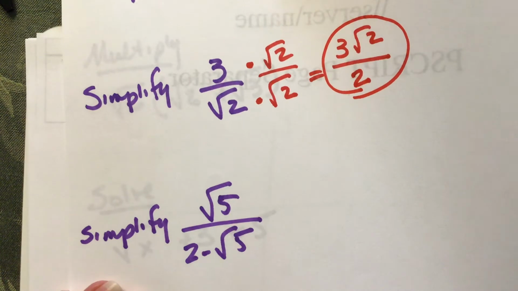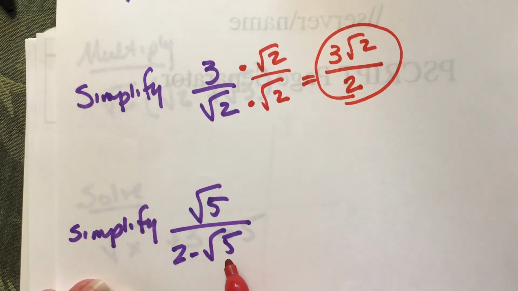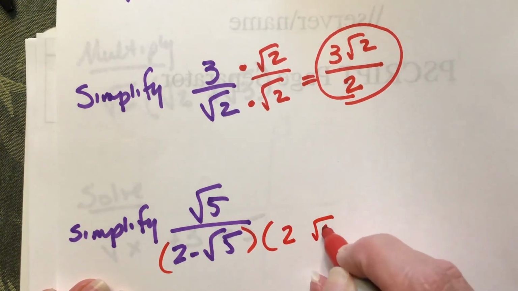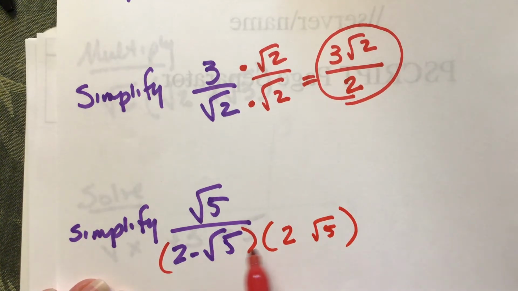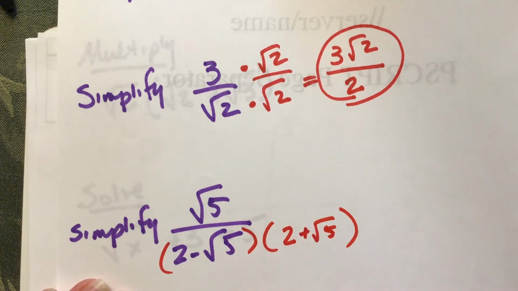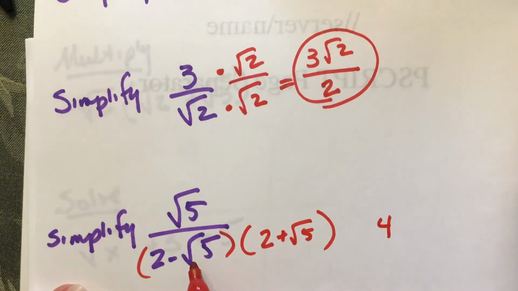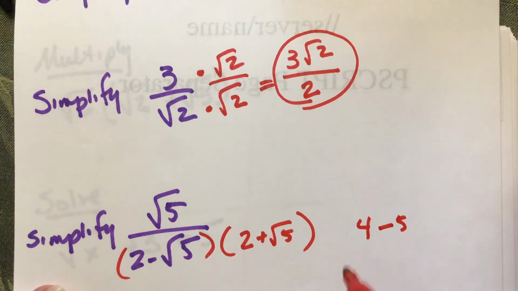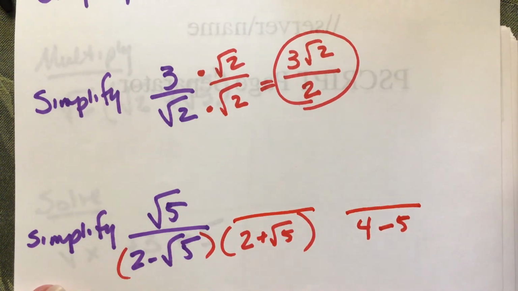Now in this case, I have 2 minus the radical 5. So now I have a binomial here, so I'm going to put parentheses around that, and I'm going to multiply by the conjugate, which means the same terms, it's just the different sign. And when I do that, what happens is my middle term drops out, and what I have is 2 times 2, which is 4, and square root of 5 times square root of 5 is negative 5 here because I'm subtracting. So now I have 4 minus 5 in my denominator.